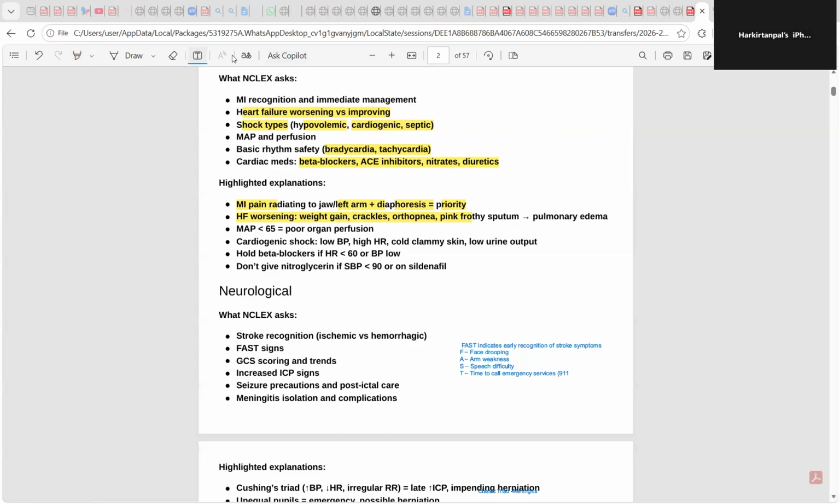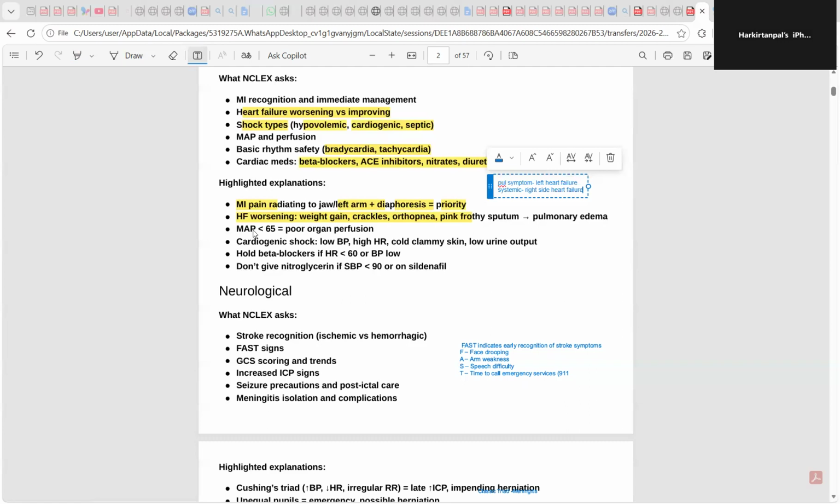That means if the client is showing any pulmonary symptom, pulmonary symptom means what? Left heart side failure. And if the client is showing systemic symptoms, like edema, jugular venous distension, that indicates right side heart failure. So you should be very keen while analyzing a case scenario.